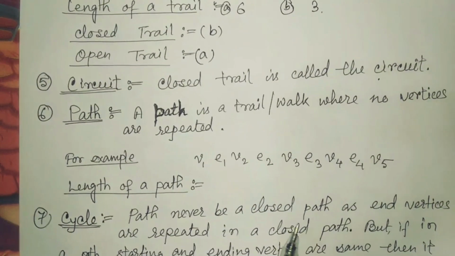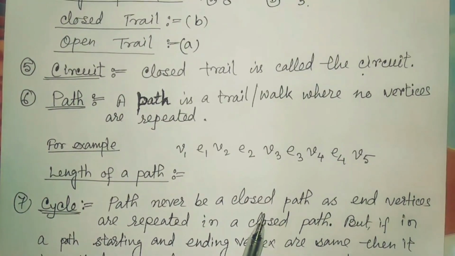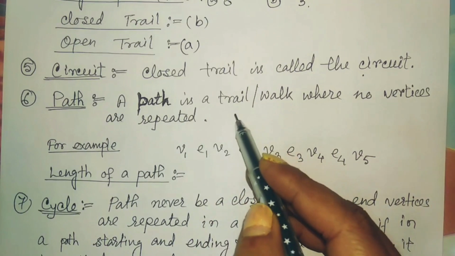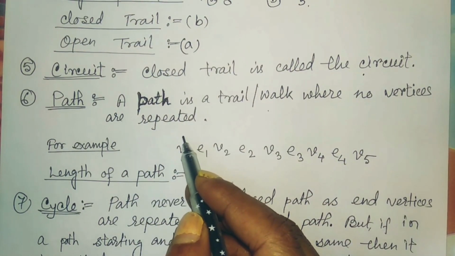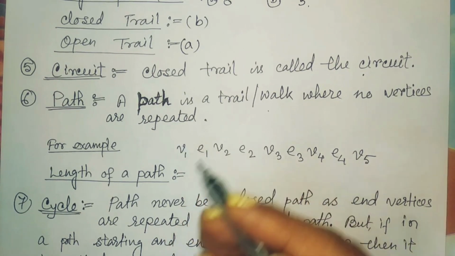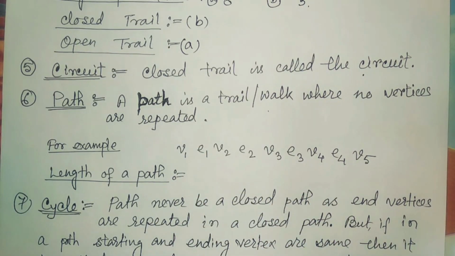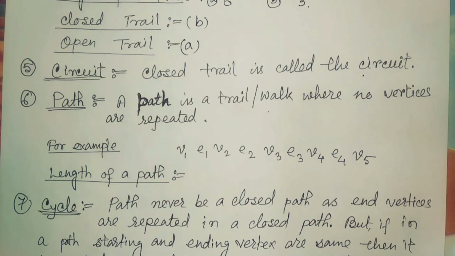Now, the path. So what do you mean by the path? A path is a trail or walk where no vertices are repeated. In a trail, it is a walk where no edges are repeated, and in a path no vertices are repeated. If no vertex is repeated, then edges are definitely not repeated.